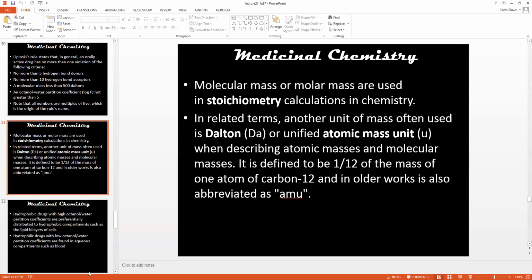So it's critical here to note that molecular mass or molar mass are used in stoichiometry calculations in chemistry. In related terms, another unit of mass often used is the Dalton, or unified atomic mass unit, which when describing atomic masses and molecular masses is defined to be 1/12 of the mass of one atom of carbon, or in older works is also abbreviated as AMU.